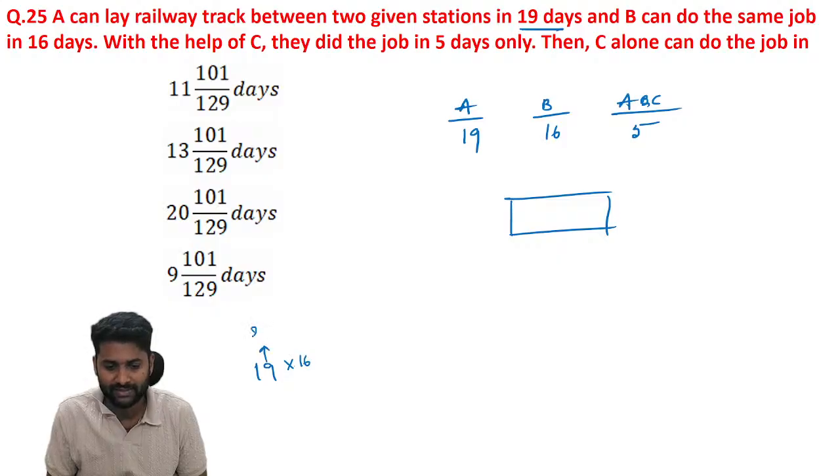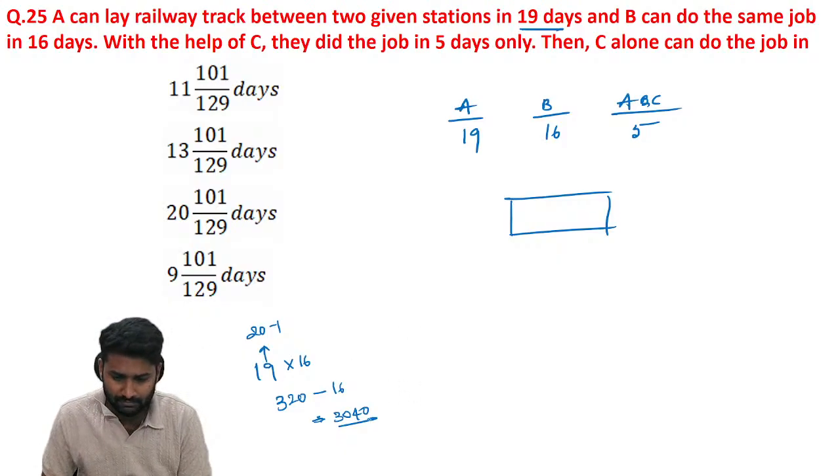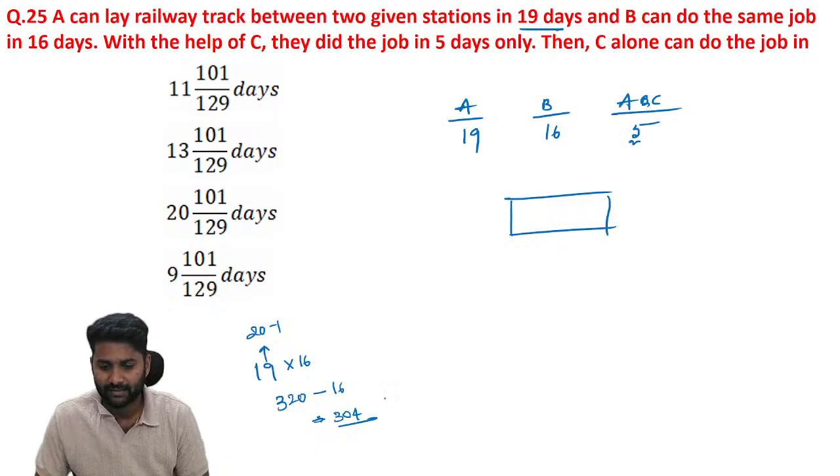19 into 16 means 20 minus 1, so 16 into 20 is 320 minus 16. The value becomes 304. Is it clear? See, 19, 16 and 5, you don't find any common number. 19 can be considered as 20 minus 1, 16 into 20 is 320, minus 16, the value becomes 304. Okay. So you can take 304. Now it is again multiplied with 5. If you multiply with 5, then the value becomes 1520.